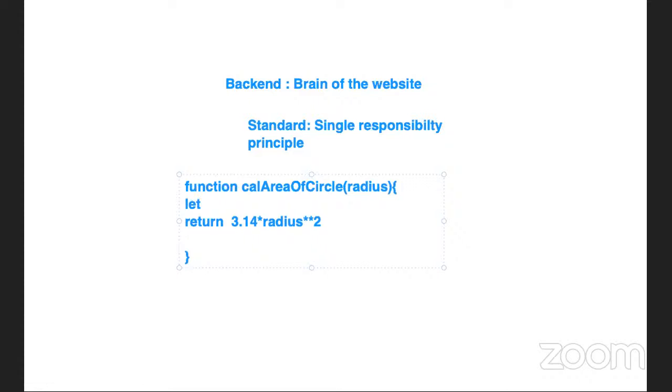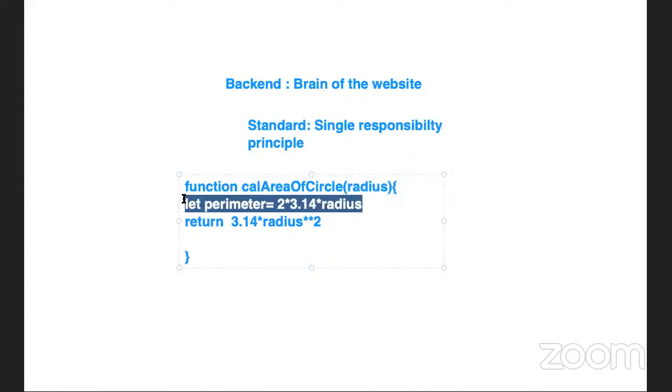So I will say let perimeter is equal to 2 * 3.14 * radius, 2 pi r, right? So radius, whatever radius we receive. And you can return both the values from here. But with the single responsibility principle, this will work fine. There is no problem in this.